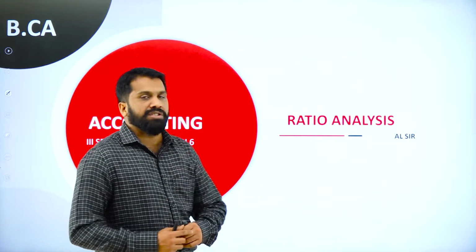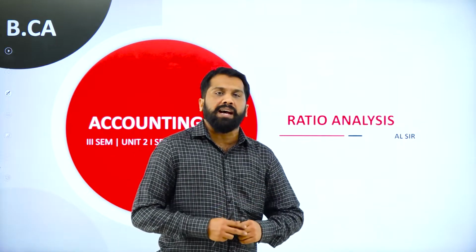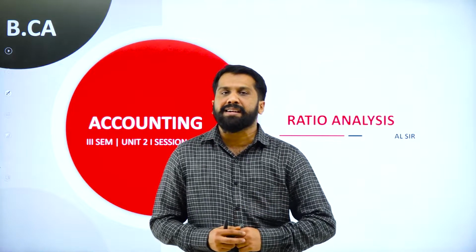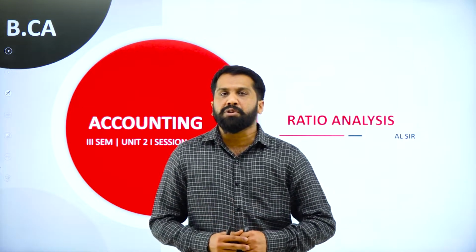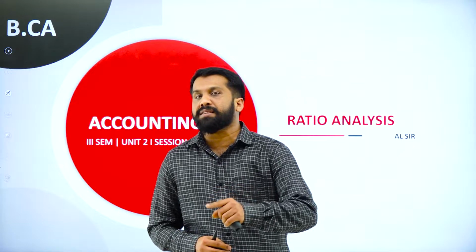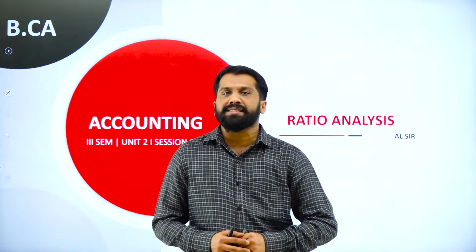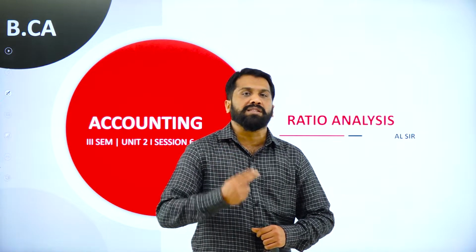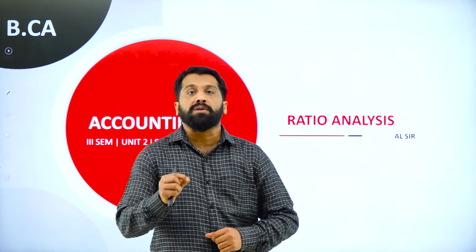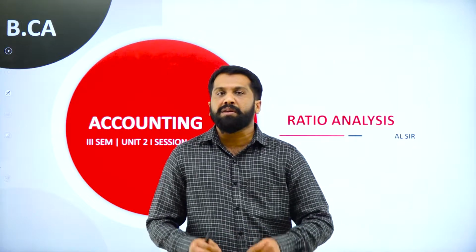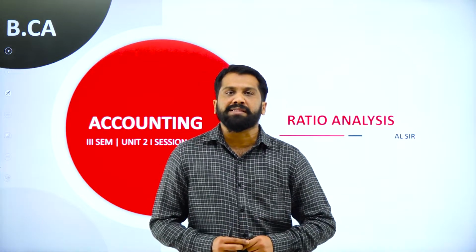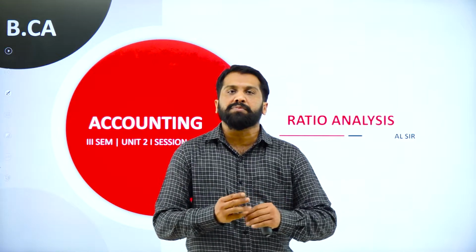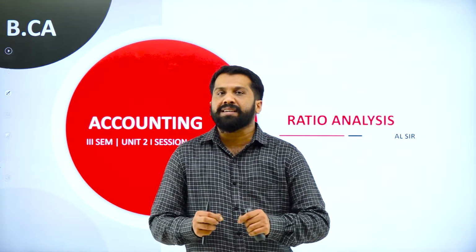Under quick ratio, in the previous session, I discussed what is current asset and what is current liability. For quick ratio purposes, the current asset will be considered as what? Your quick asset. In the quick asset, two things we are not supposed to consider. One will be your closing stock, another one will be all the prepaid expenses. These two we have to eliminate. The rest of the things we consider as your quick asset.